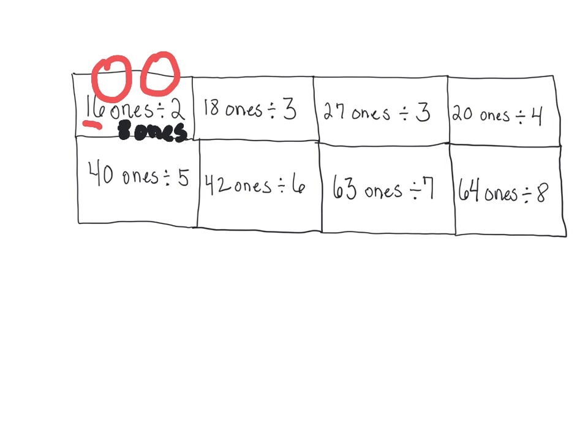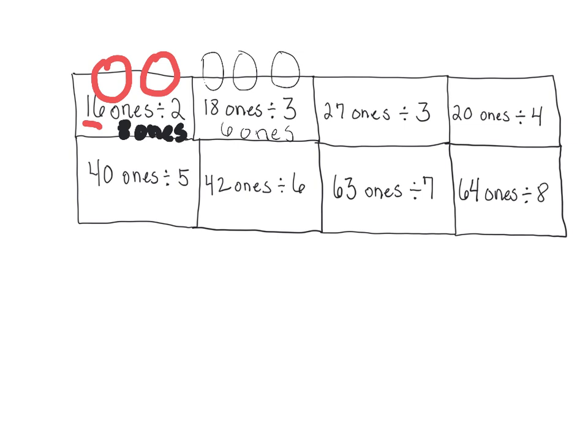18 ones divided by 3. So we would make 3 groups and place those 18 ones separately to fit everything we can in each one of those circles. So we would have 3 groups, and we would take those 18 ones and place them in there equally. And when we say equally, we're using division. And we would have 6 ones go in each one of those circles.